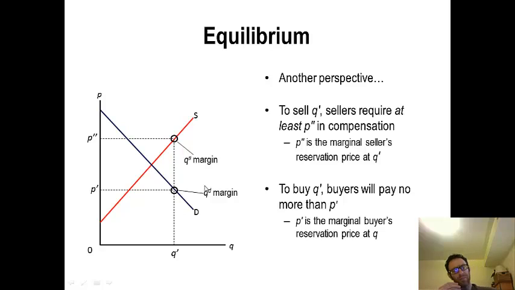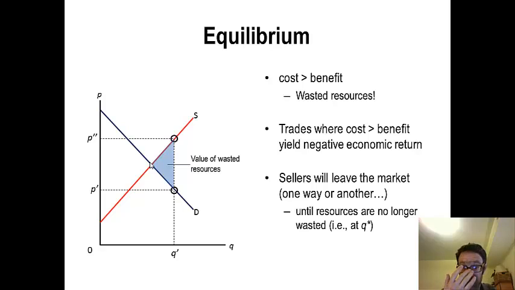So we've got a problem here, because the minimum price that sellers are willing to accept now exceeds the maximum price that buyers are willing to pay. For any quantities to the right of Q star, where the height of the supply curve exceeds the height of the demand curve, it's impossible for sellers to find buyers to pay them the price that they require at minimum. One way to look at this scenario is that all those quantities to the right of Q star represent wasted resources.